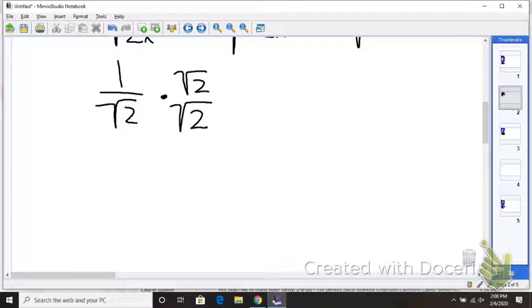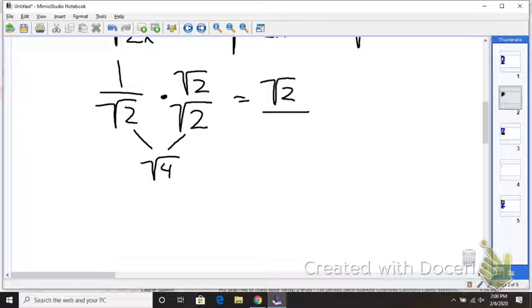On the top, I just have 1 times the square root of 2, so it's just the square root of 2. And on the bottom, the square root of 2 times the square root of 2 is the square root of what? 4. 2 times 2 is 4.